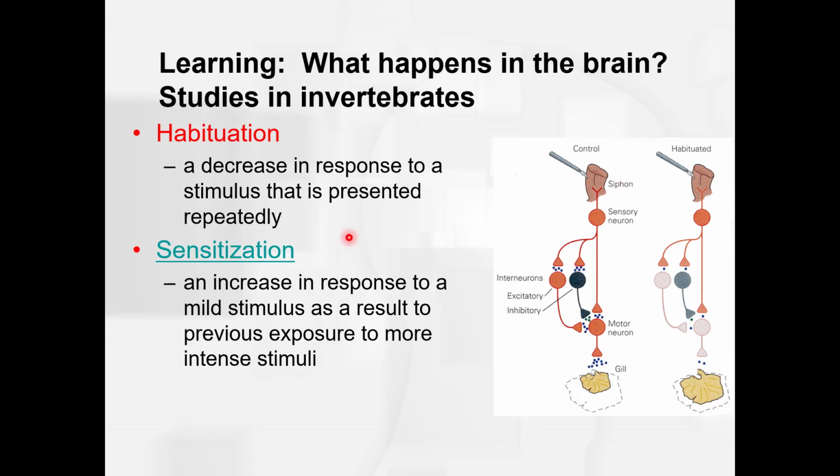Now, sensitization is the opposite. You'll see that there's an increase in neurotransmitter release. And so the idea here is that there's no association between stimuli. It's just one stimulus, and that repeated stimulation causes it to learn.